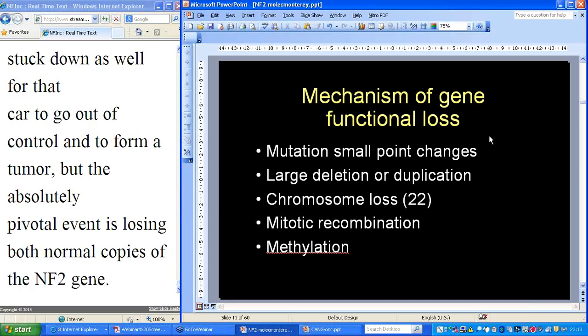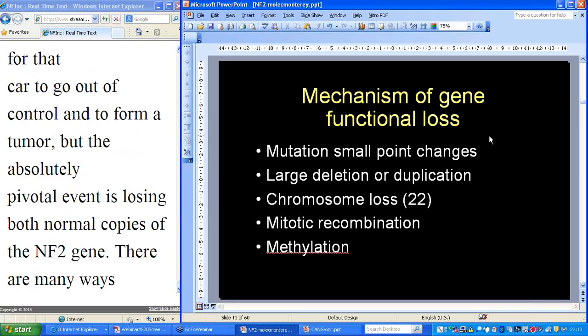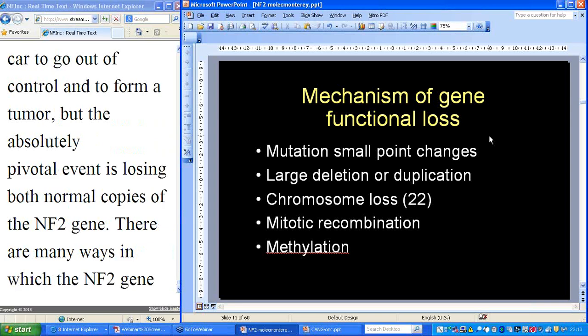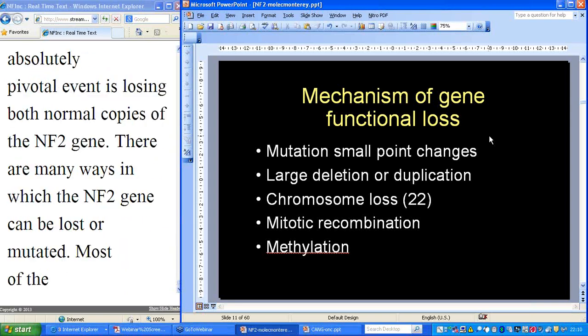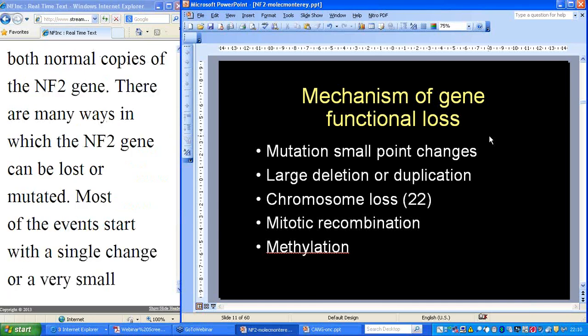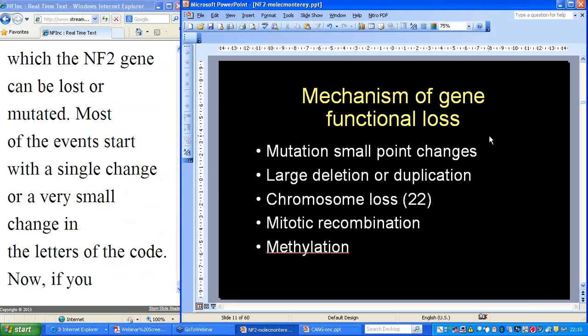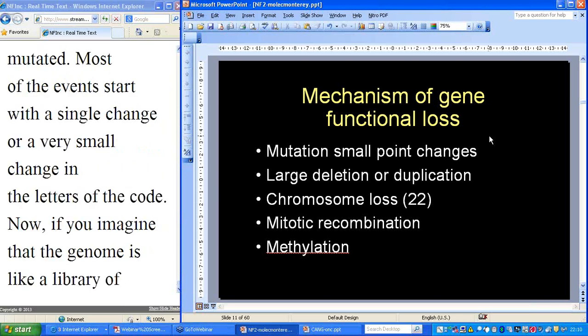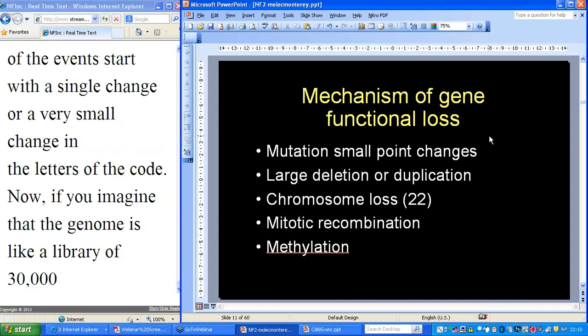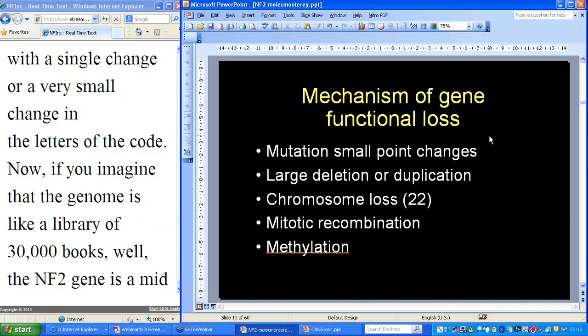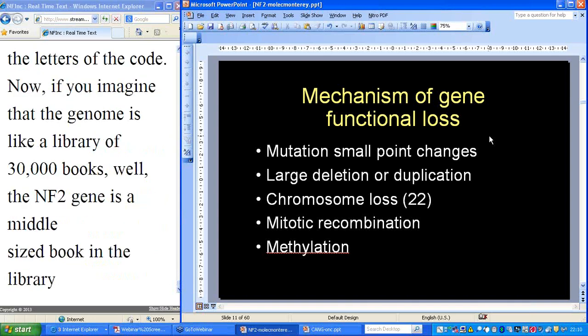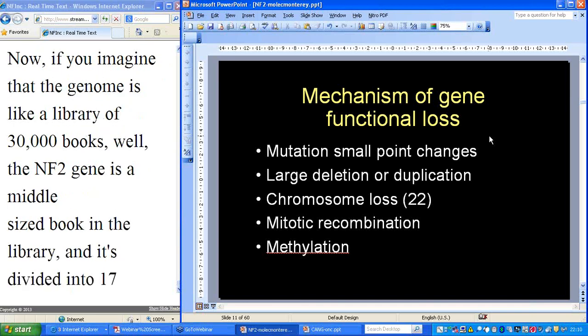And there are many ways in which the NF2 gene can be lost or mutated. Most of the events start with a single change or a very small change in the letters of the code. Now, if you imagine that the genome is like a library of 30,000 books, well, the NF2 gene is a middle-sized book in the library. And it's divided into 17 exons, 17 chapters, and all of the known genetic faults occur in the first 15 chapters of the book.